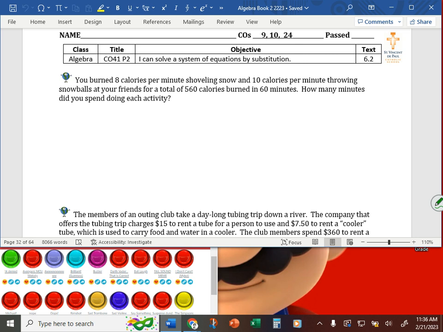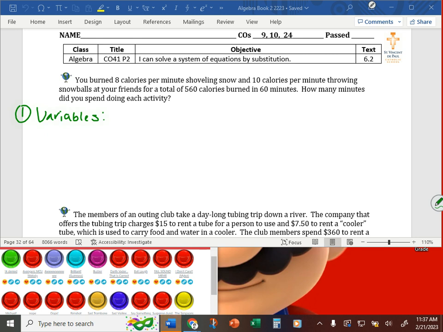So it says you burn 8 calories per minute shoveling snow and 10 calories per minute throwing snowballs at your friends for a total of 560 calories burned in 60 minutes. How many minutes did you spend doing each activity? Okay? The first thing we want to look for here is we want to identify our variables. What are we solving for? Because each equation is going to need to contain 2 variables. And we have to know what those variables are if we're going to write an equation about them.